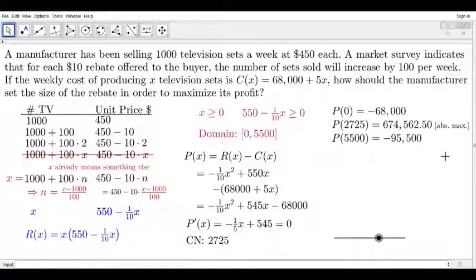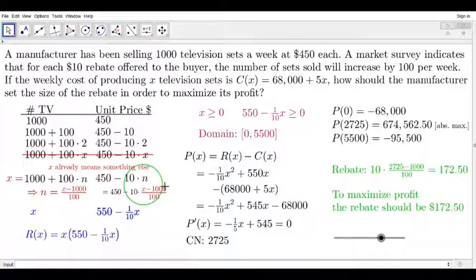But don't forget, answer the question. If the question was what's the maximum possible profit, then it would have to be this amount. But the question is, what should the size of the rebate be? The rebate was the overall discount, and if you go to the unit price table here, the rebate is not the number of jumps we went down, but the actual amount that the unit price was decreased. So therefore, the rebate is 10 times n, or in terms of x, 10 times (x minus 1000) over 100.